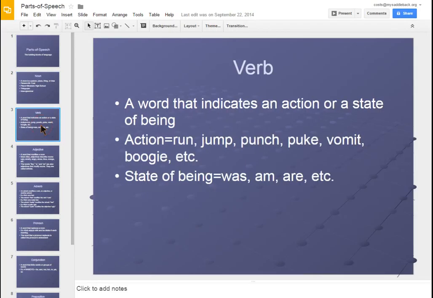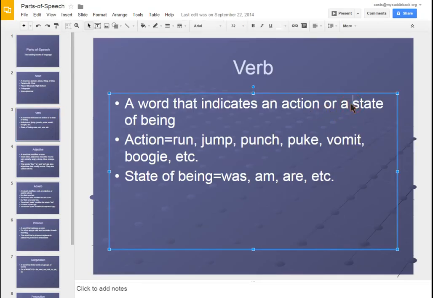Next part of speech, verb. A verb is a word that indicates an action or a state of being. Many people define it as what you do. That is not technically completely accurate. A state of being is not something that you do, but rather something like this. I was tired. You are lonely. These, however, are what you do. These are our traditional sort of action verbs: run, jump, punch, puke, vomit, boogie, etc. Verb, word that indicates an action or a state of being.